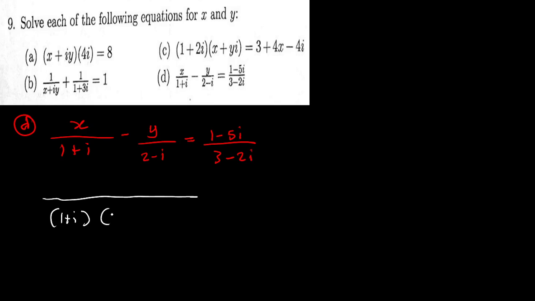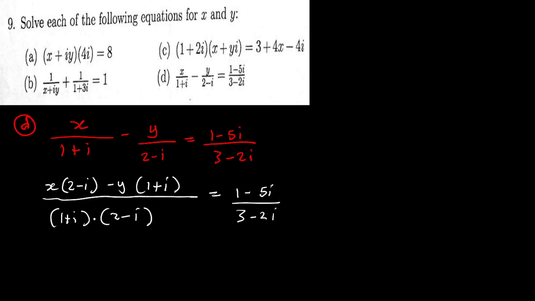Then open brackets 2 minus i, like that. Then there, this into that, it is that. So x times (2 minus i) close bracket, then minus y, you say this into that is that, which is (1 plus i) close bracket, is equal to (1 minus 5i) over (3 minus 2i).